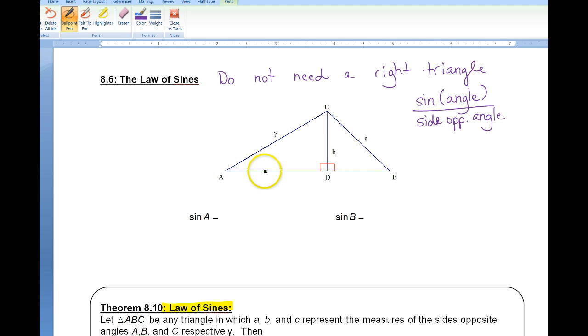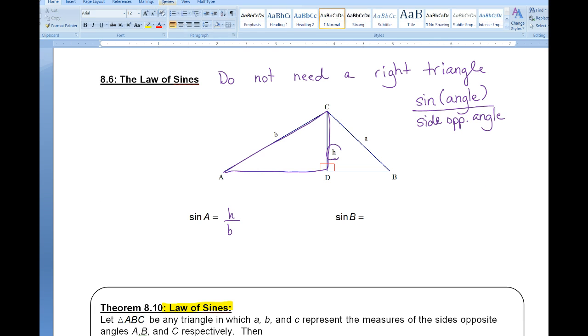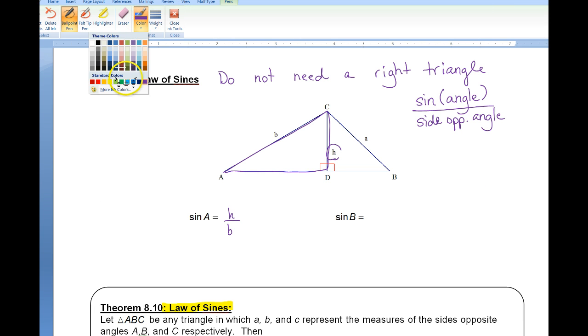So take any triangle, ABC, and draw the altitude. So our altitude happens to be h. So if I'm looking at sine of A, I'm just looking at this right triangle. So sine represents opposite over hypotenuse. That's going to be h over b. Now, let's look at the other triangle. So sine of B is going to be h over a.